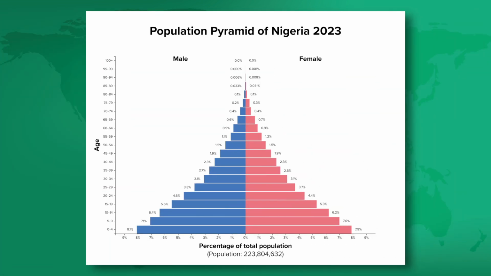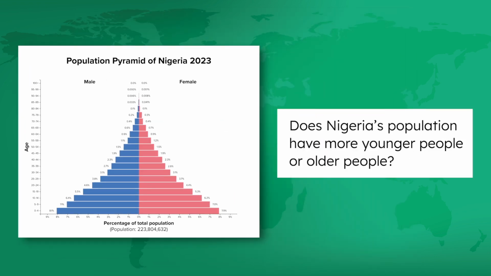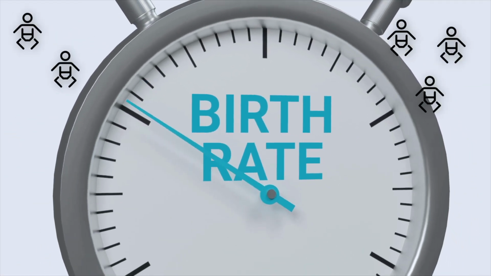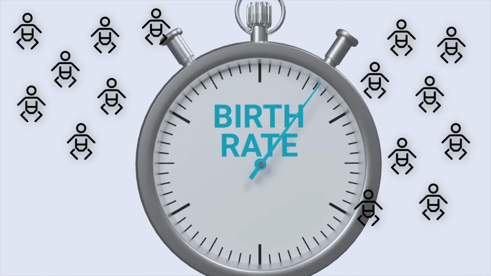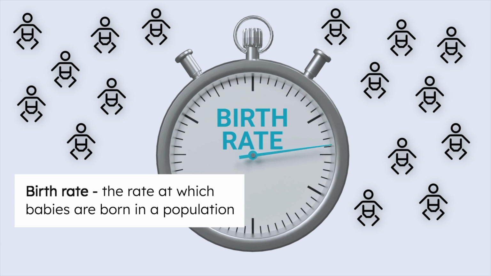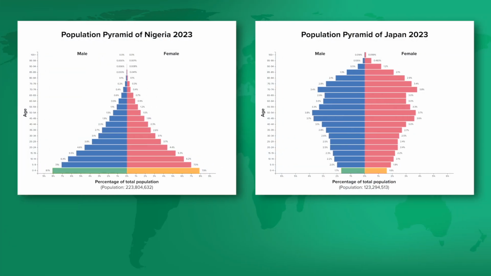Take a look at Nigeria's population pyramid. Does Nigeria's population have more younger people or older people? Nigeria's population pyramid has a wider base at the bottom, which means its population has a lot of babies. Countries like Nigeria that have triangle-shaped population pyramids have a high birth rate, or the rate at which babies are born in a population. Now compare Nigeria's pyramid to Japan's.